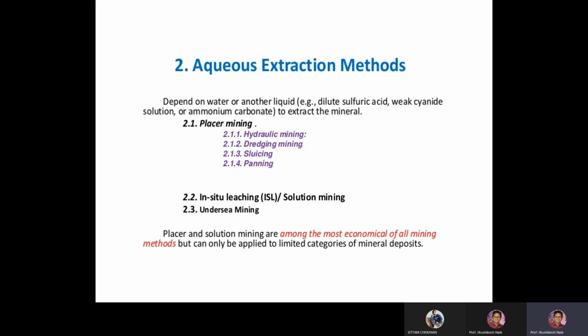So the first method of aqueous extraction is called your placer mining. We have seen that placer deposits are mined either by hydraulic mining or by dredge mining or by sluicing or by panning. So the placer mining methods are categorized into 4 groups. One is called hydraulic mining, by the help of water force you are mining. Dredging by using the dredge machines. Sluicing by using the sluices. Panning by using the pans.